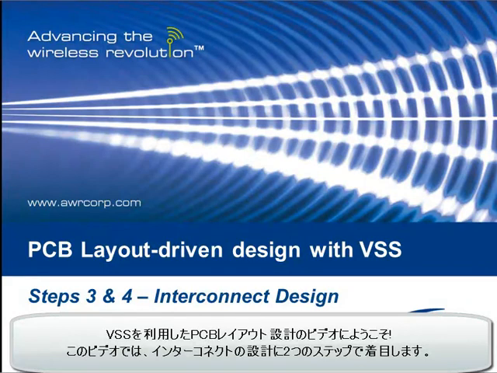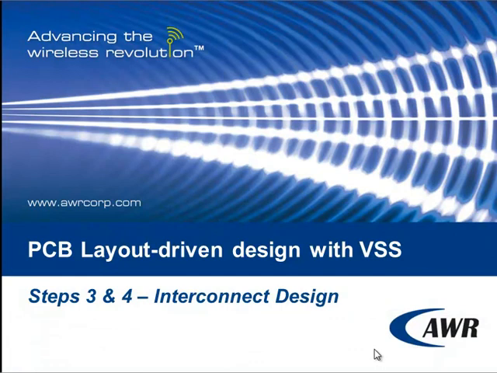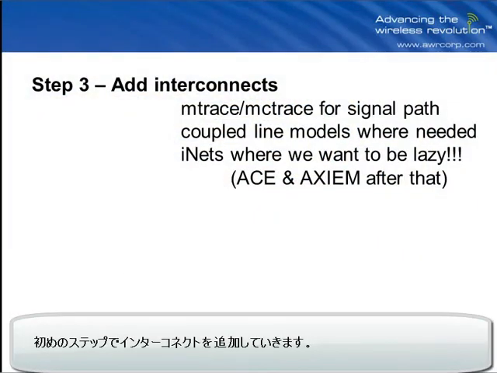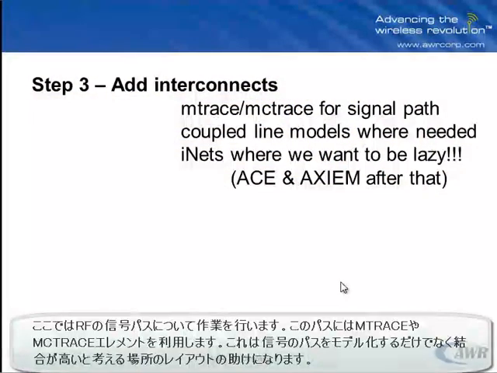In this video, we're going to take a look at interconnect design, and we're going to do it in two steps. In the first step, we're going to add the interconnects. For the explicit RF signal path, in other words, the path that we know is carrying RF signal, we're going to use M-trace and MC-trace elements to not only model that signal path, but also to help us lay it out.